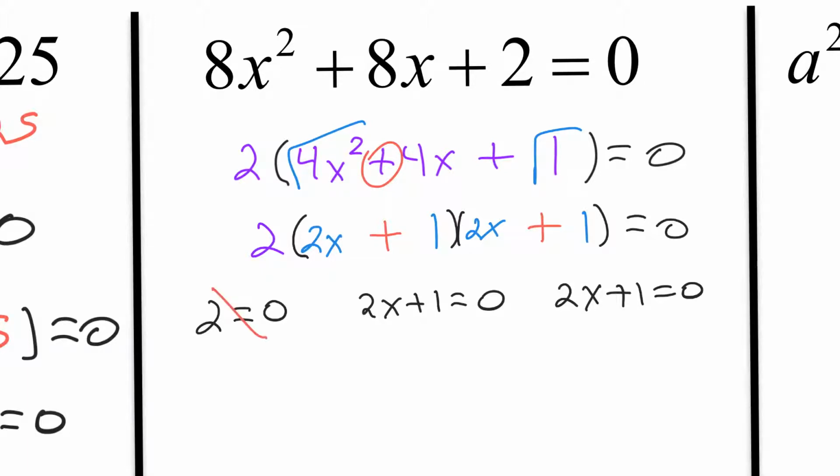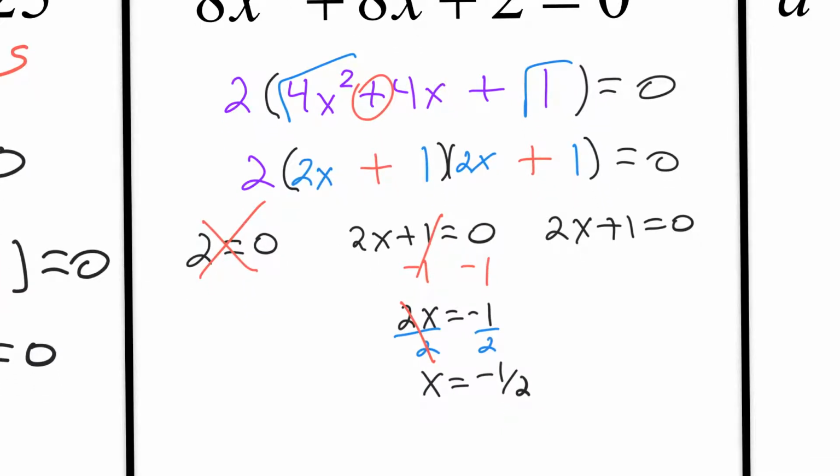Now this one here, 2 equals 0 is false, so you ignore that. It doesn't even have a variable, so you cannot solve. But over here, subtract 1 from both sides. So we get 2x equals -1. You divide by 2. So this turns into 1. x equals -1/2. And the second equation, this one here, is the same as this one. So you don't have to do the work again. I know that's going to be the same answer, x equals -1/2.